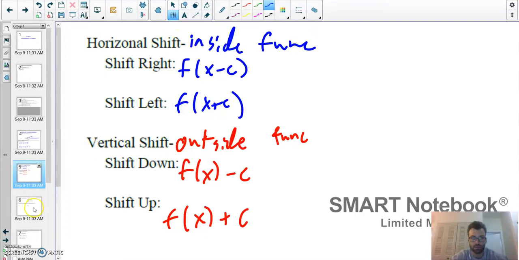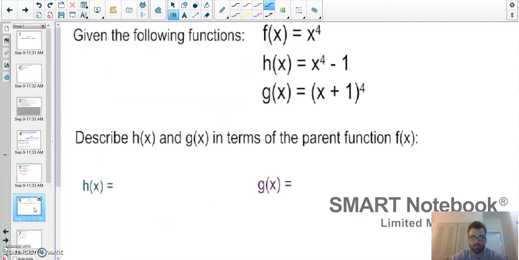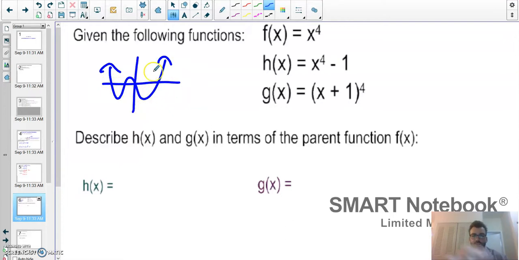Let's try it here. Given the following functions, f of x, g of x, and h of x, describe h and g in terms of our parent function, f of x. So x is being raised to the 4th power, so this graph is going to look something like this. We're going to talk more about this later on, but it has 4 x-intercepts. So this is our parent function.